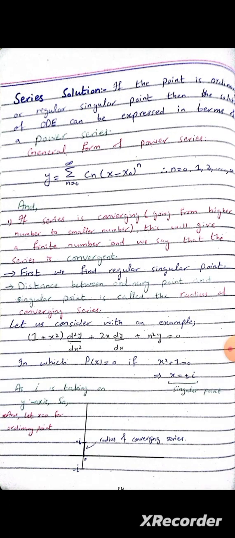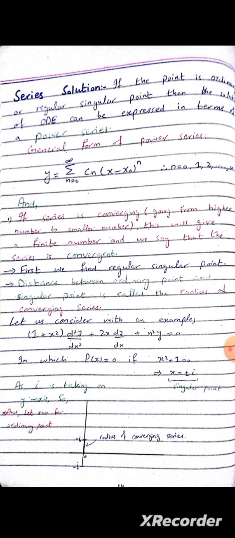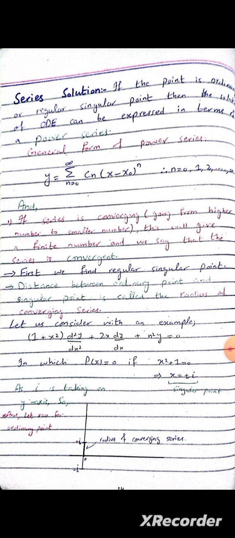Now, as for the series solution, if the point is an ordinary or regular singular point, then the solution can be expressed in terms of a power series or Frobenius power series. The general form of the power series or Frobenius power series is y is equal to the summation from n is equal to 0 to infinity of c n into the nth power of x minus x naught. If the series converges to a finite number, we say that the series is convergent.